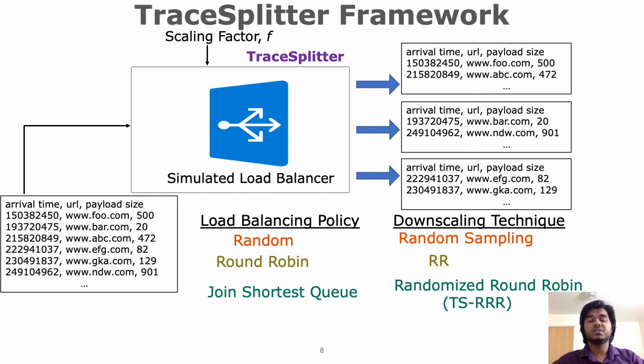However, in the presence of job size variability, we discovered that the least work left policy performs best. When splitting a trace into multiple downscale traces, this policy assigns the requests to the downscale trace with the least work so far in the trace. We denote this as TSLWL.